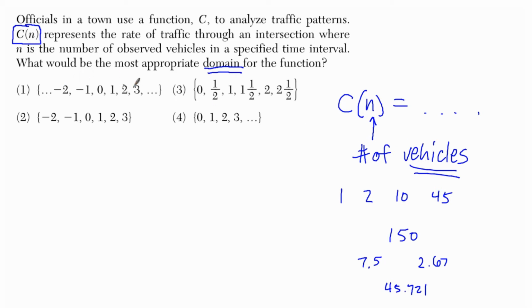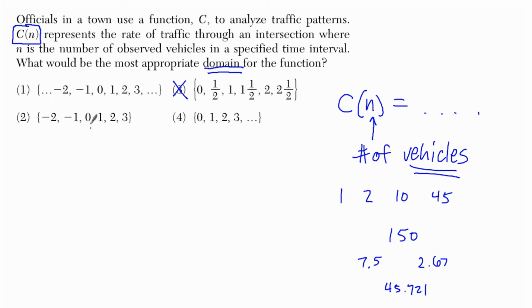So if we look at our answer choices, we can eliminate answer choice 3 because we know we can't have half of a vehicle, half of a car. That doesn't make any sense. 1.5 cars? Well, what? That doesn't make any sense. So we can eliminate the one with half. Then we have to look at our other answer choices.